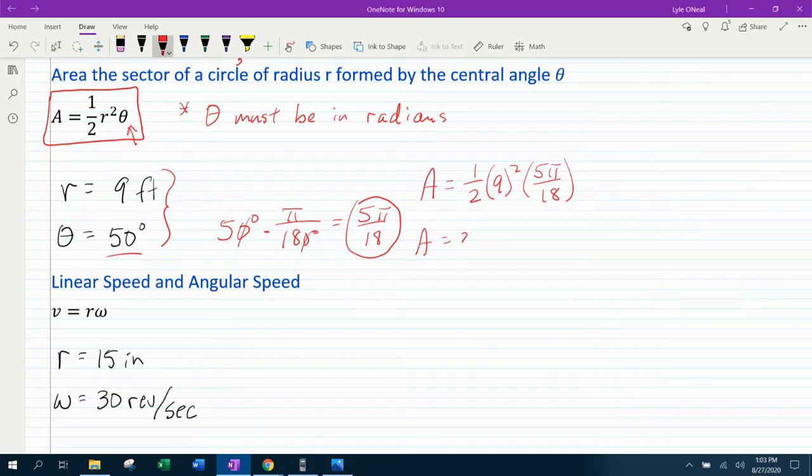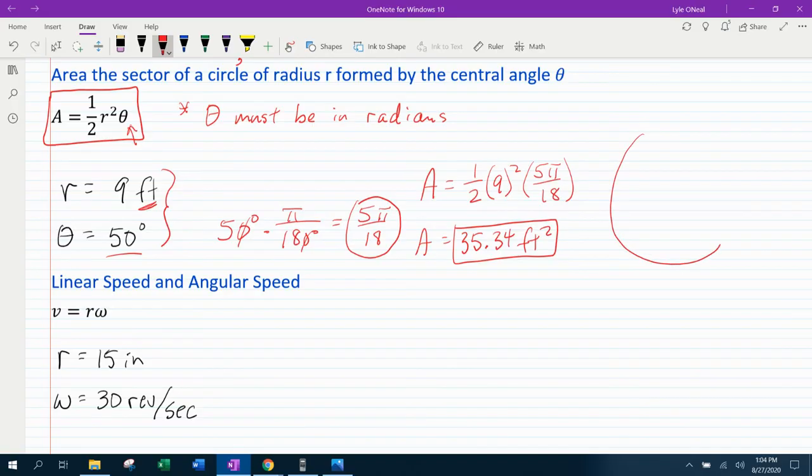35.34. Now remember, this is an area, so if our radius is measured in feet, this is going to be square feet. Area is always square units, and that's going to be how many square feet.